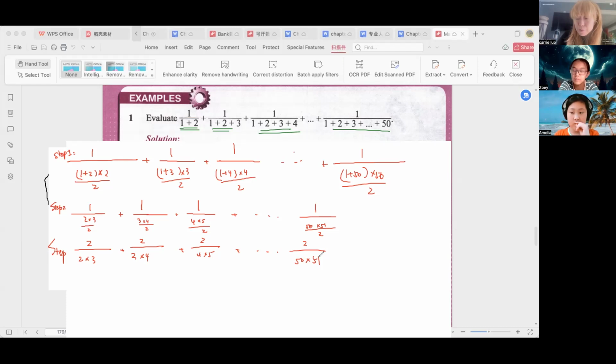Finished? I think you can do the rest of them, steps 4 and 5, yourself. Can you do it, Zoe and Amelia? Maybe. Yeah, try your best, okay?